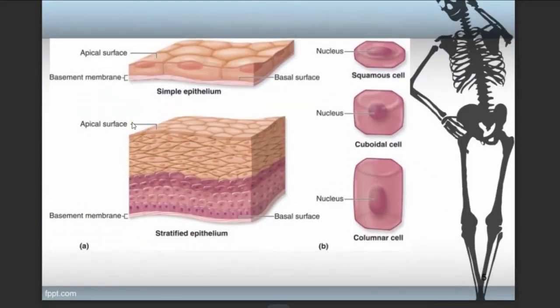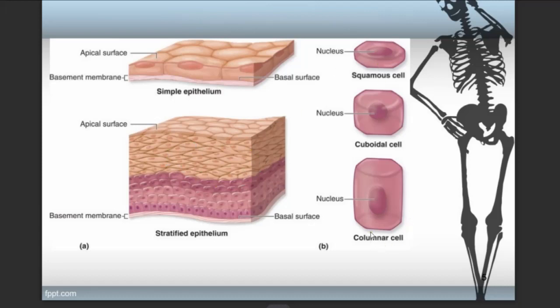Here we can see the types of epithelium. This is the simple epithelium. The second one is the stratified epithelium. In the simple epithelium, we generally have one layer of cells. In the stratified, we have many layers of cells. There is the apical surface, belonging to the apex, whereas there is the basal surface, with a basement membrane. Same here, we have the apical surface, basement membrane, and basal surface of this epithelium.